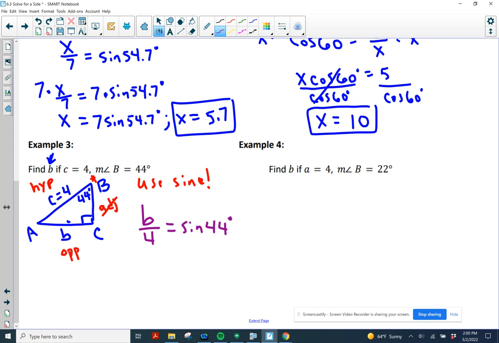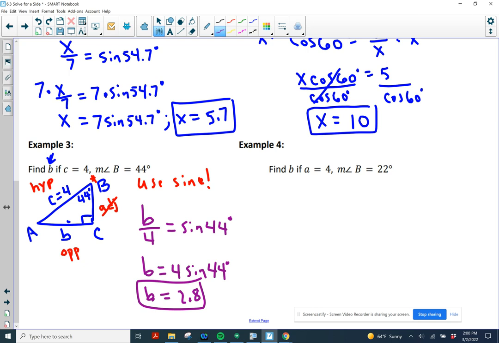And then we will multiply both sides by 4 to get the b by itself. We undo divide with multiplication, so we'll multiply both sides by 4. So we'll have b equals 4 times the sine of 44 degrees. We'll grab our calculator and we'll do 4 times the sine of 44 degrees. And we get that b is 2.8. So b is 2.8.